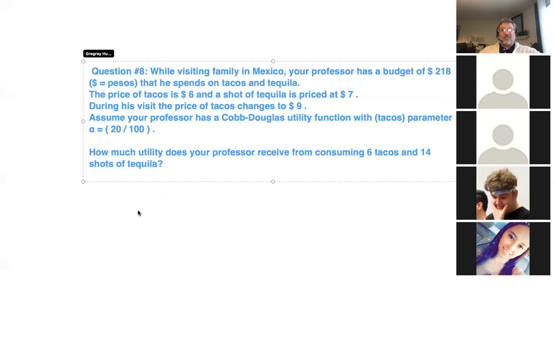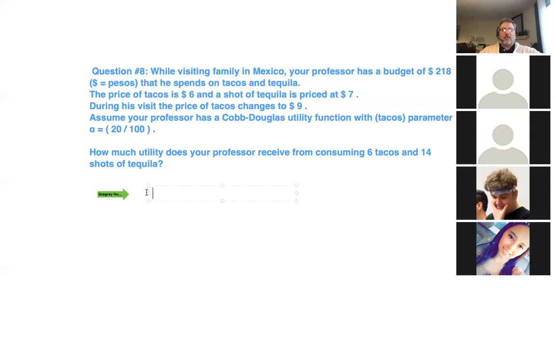So for this question, just to let you know, there's a lot of extra information. The key for this question is this. Well, let me see if I can highlight it for you. Is this Cobb-Douglas utility function? Okay. So do you remember our Cobb-Douglas utility function? What its basic form is?